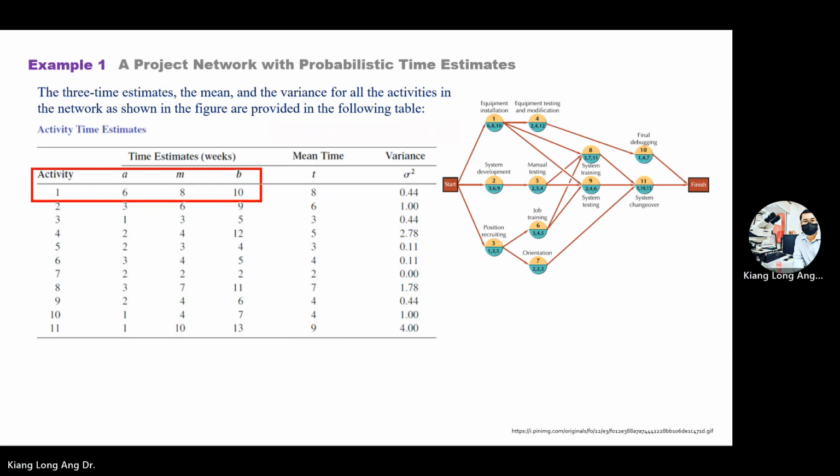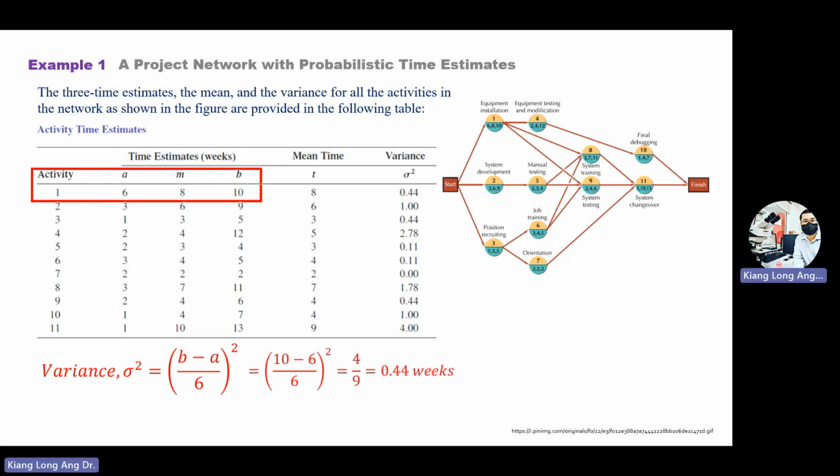Once you find the mean, you find the variance. The variance is b minus a divided by 6, and then square. So you substitute the first one. For example, you take 10 minus 6, b minus a divided by 6, you get 4 divided by 9. It's about 0.44 weeks. Again, for this module, minimum 2 decimal places, maximum 3 decimal places. You repeat the same for the rest.